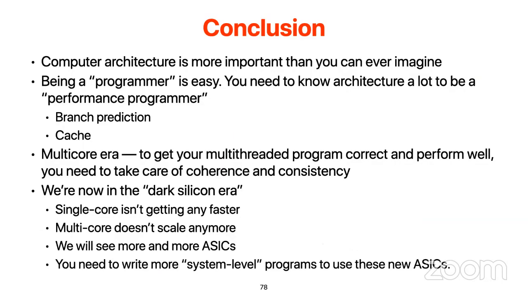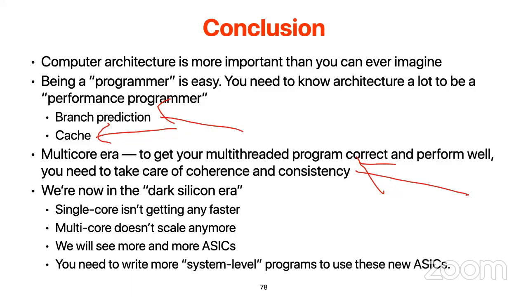Before we leave the lecture, there are a few things that I want to tell you. First of all, computer architecture is more important than you can ever imagine now. Being a programmer is easy, but you still have to know architecture a lot to be a performance programmer. In this class, I have shown you the demo on branch prediction and cache. I also showed you the multiprocessor case, so it's not easy, right? And the future is the multi-core era, and you know how hard it is. You just saw how difficult it is to deal with coherence and consistency to make your program right.